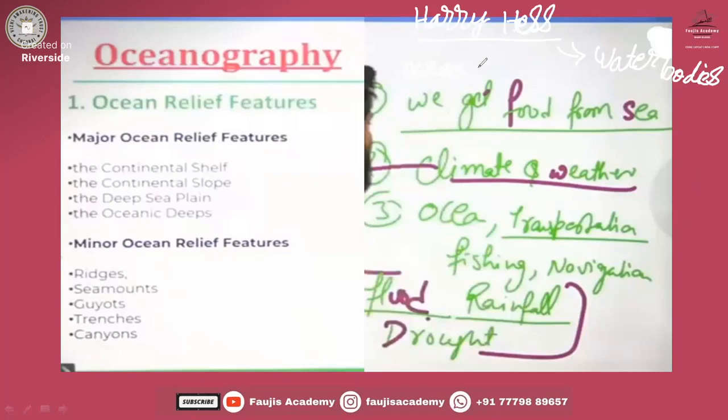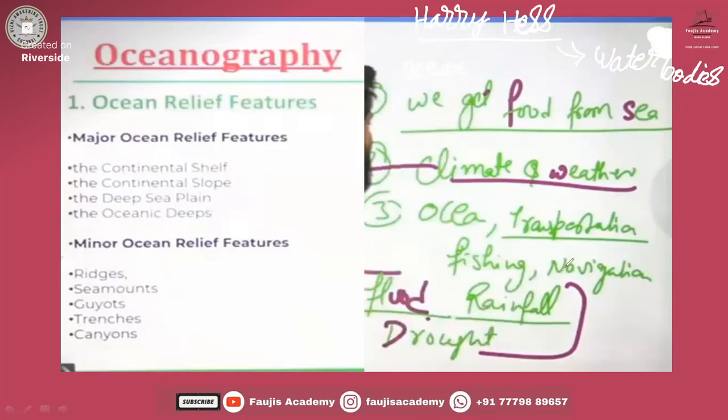So that was all about oceanography, and in this part we will see that because of oceans we get marine food and everything. In the sea we get food, and climate and weather changes are also related to the oceans. Then from the oceans we have transportation, fishing and navigation. Transportation means large heavy masses of products are supplied from one country to another.